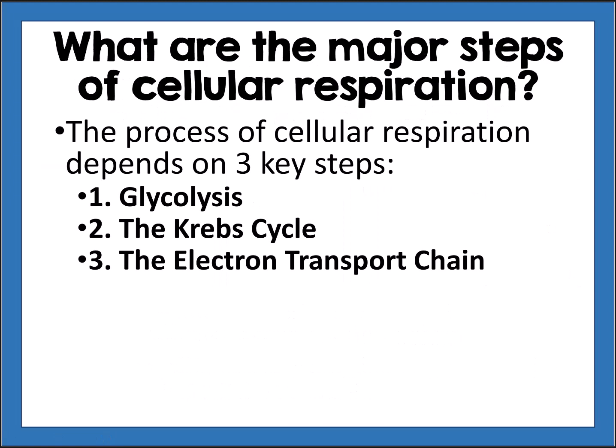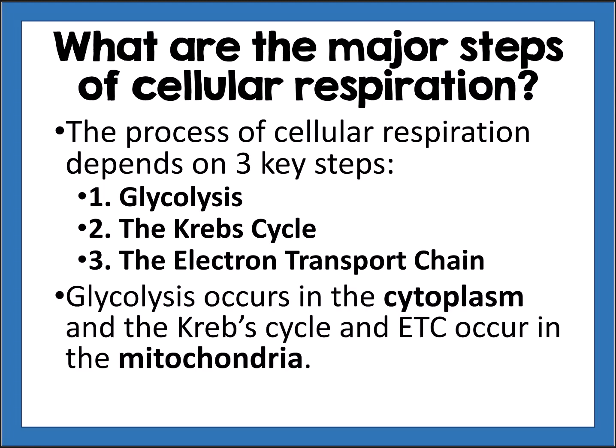So there are three major steps in this process of cellular respiration: glycolysis, the Krebs cycle, and the electron transport chain. Glycolysis occurs in the cytoplasm, which is that jelly-like substance in the cell, all over the cell. And the Krebs cycle and the electron transport chain occur in the mitochondria. Remember, we discussed organelles and talked about how mitochondria is where food energy is broken down and energy is produced. This is the process of what's happening there in that mitochondria.